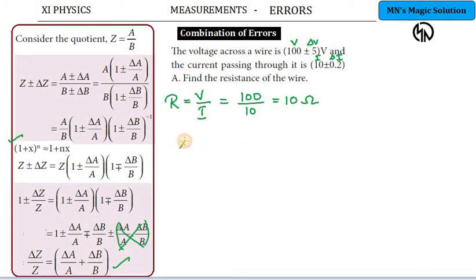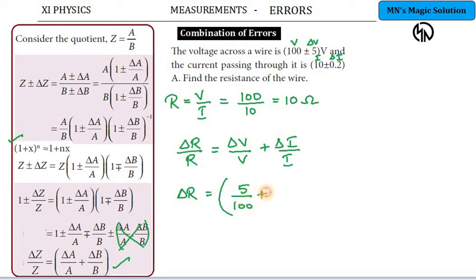Now we have to find the relative error in resistance, which is del R by R, which I can write as del V by V plus del I by I. From the formula I am bringing this in. So what do we need here? Del R. So I'll write it as del V by V; what is the value of del V? It is 5. So 5 divided by 100 plus del I is 0.2, 0.2 divided by the I value, which is 10. The divided by R here, if I take it to the other side, becomes multiplied by R. So what is the value of R over here? 10. So I put into 10.